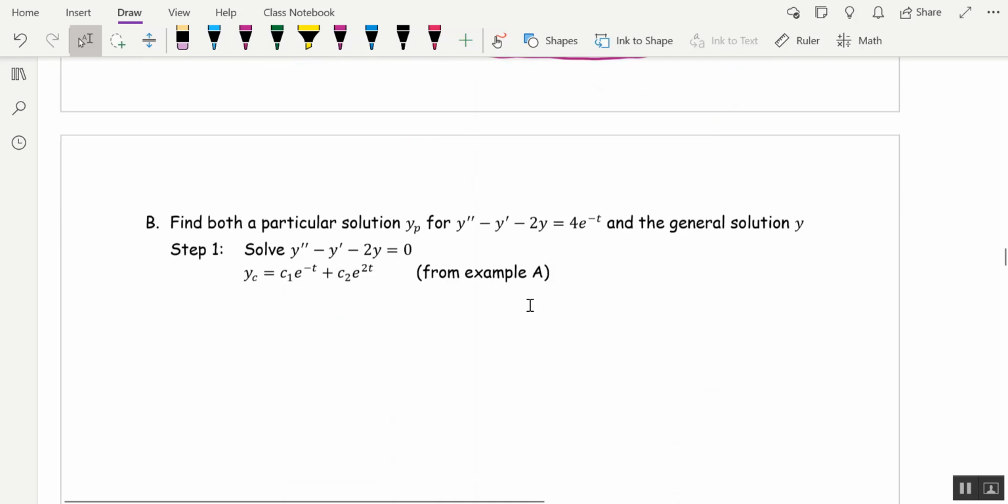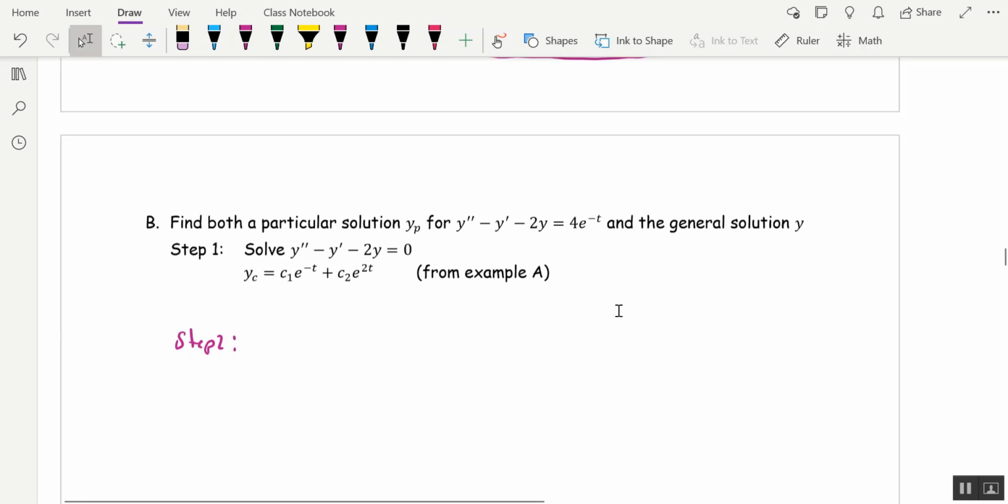So next one, we're going to do an exponential. And we're also asked to find both a particular solution and the general solution. So step 1, solve the associated homogeneous differential equation. The homogeneous part is the exact same as it was in our last example, so I don't need to redo things. I'm just going to write down yc. In this case, I put e to the -t first and then e to the 2t second. That's okay. It's the same function. So step 1 is done.